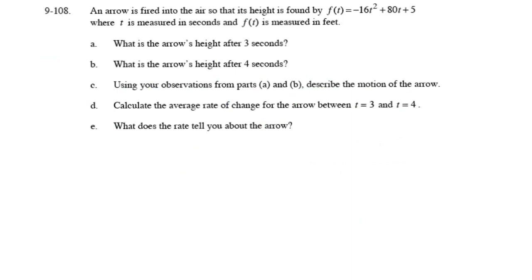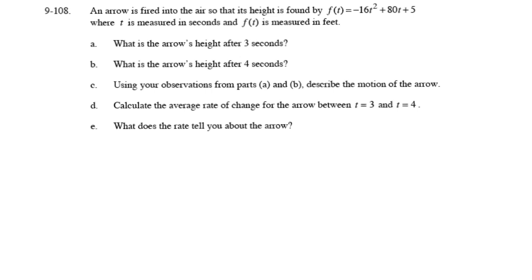We'll discuss question 91108 in section 932. An arrow is fired into the air, so the height is found by the equation f of t is equal to negative 16t squared plus 80t plus 5, where t is measured in seconds and f of t is measured in feet. What's the arrow's height after 3 seconds?